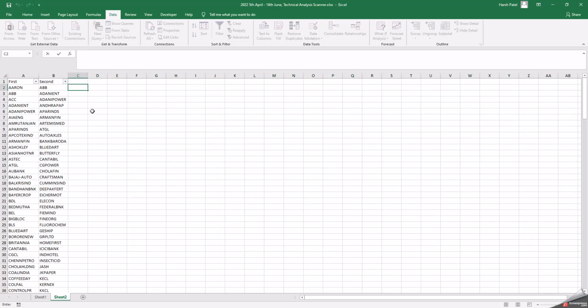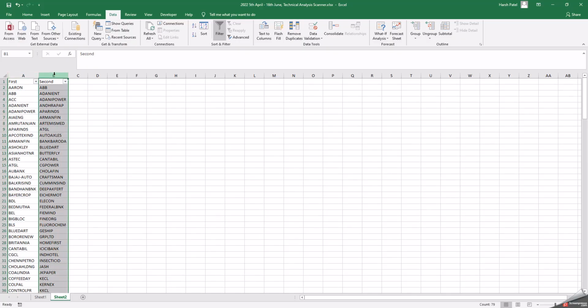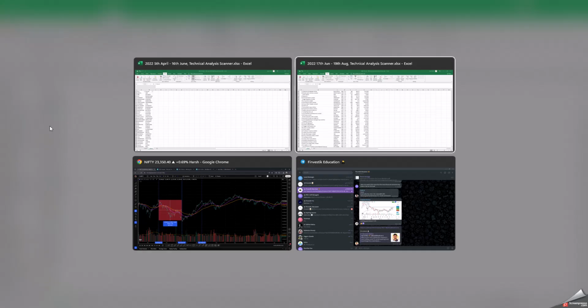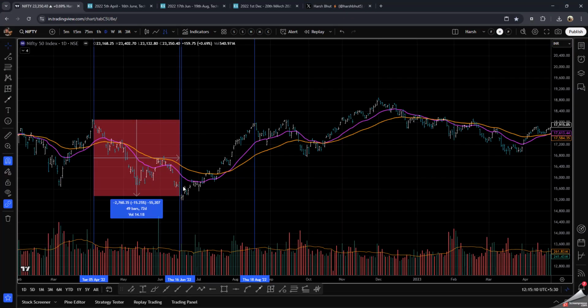Now I will do a VLOOKUP. Why VLOOKUP? Let's understand: the A column has the stocks which are strong in the downfall market, and the B column has the stocks which are doing well in the upswing market. Now we want to check the stocks in the list of B, the stocks which are doing well in this period, right?